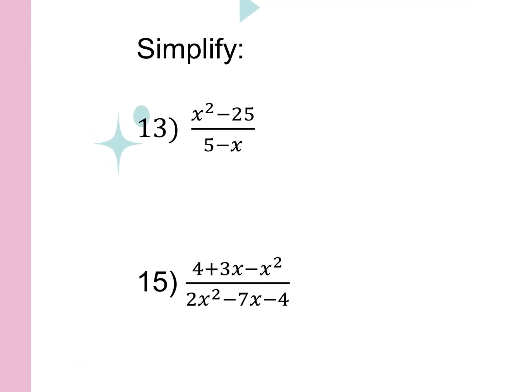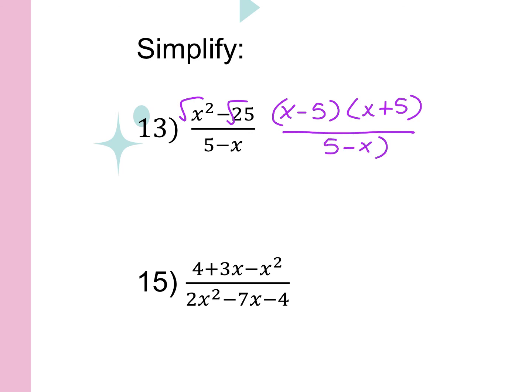Number 13, the difference of two perfect squares. I am going to factor this with my pattern, x plus 5, just square root each of these. And then one gets a plus sign, one gets a minus. Nothing to do in the denominator.